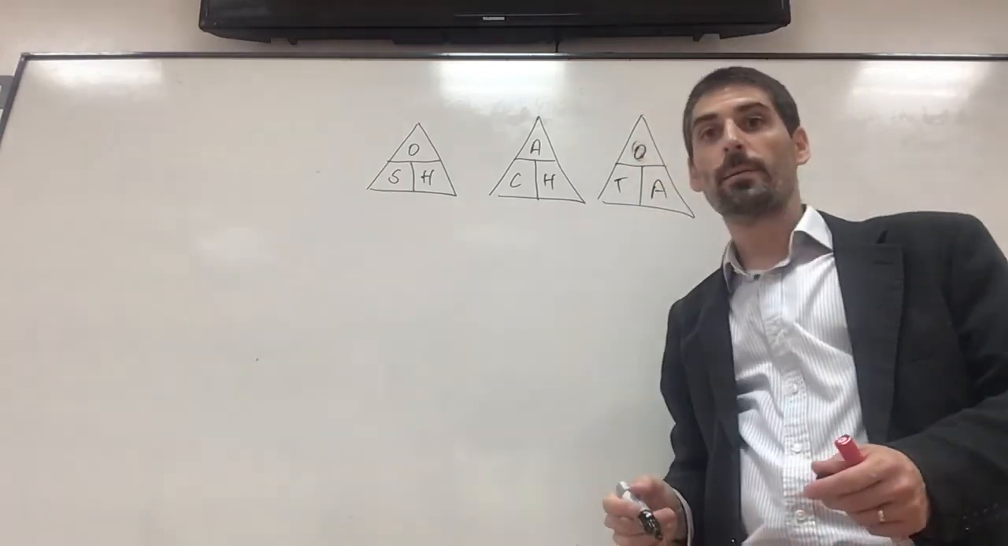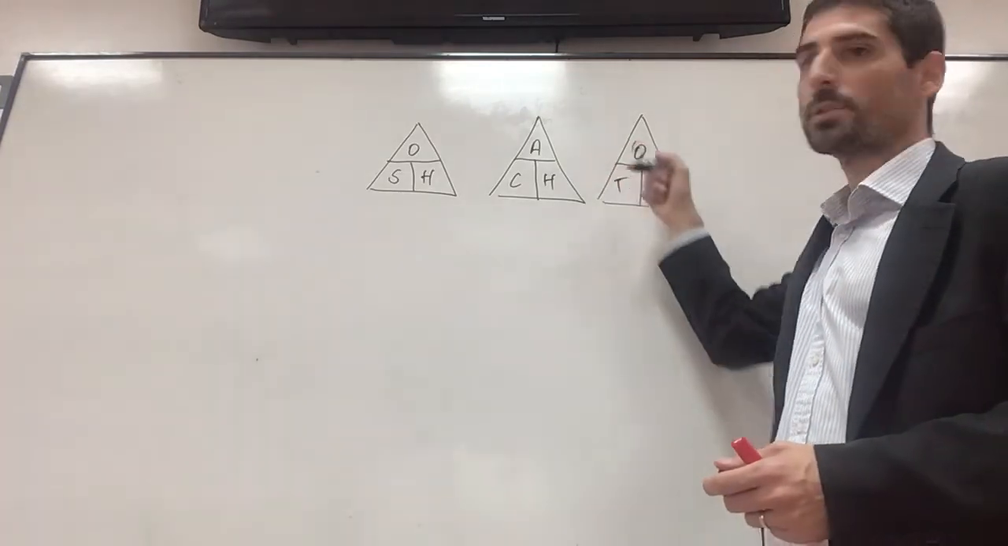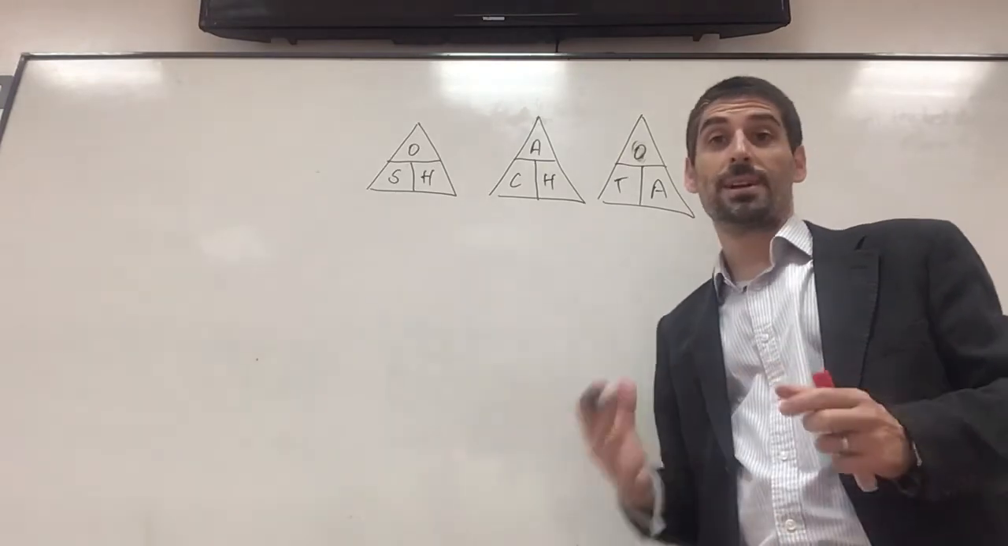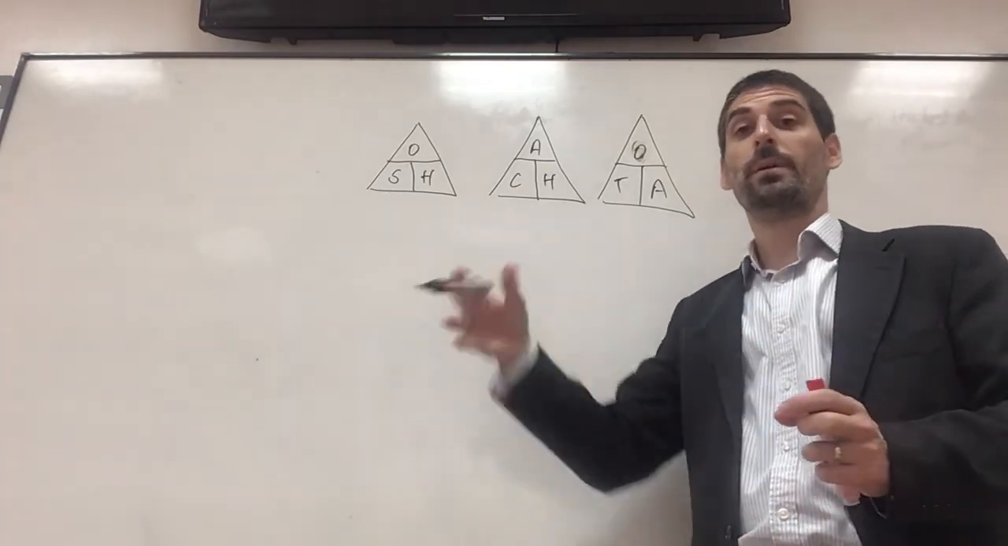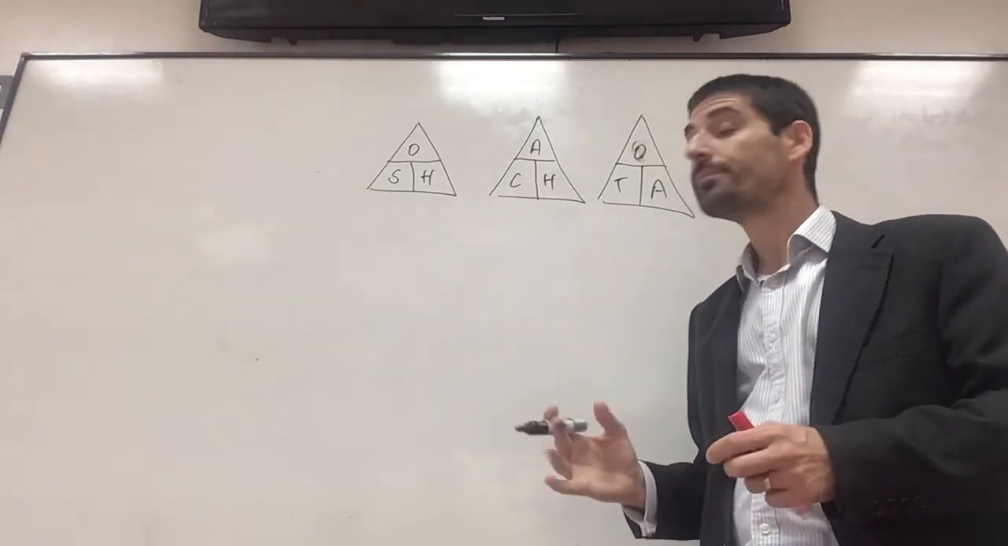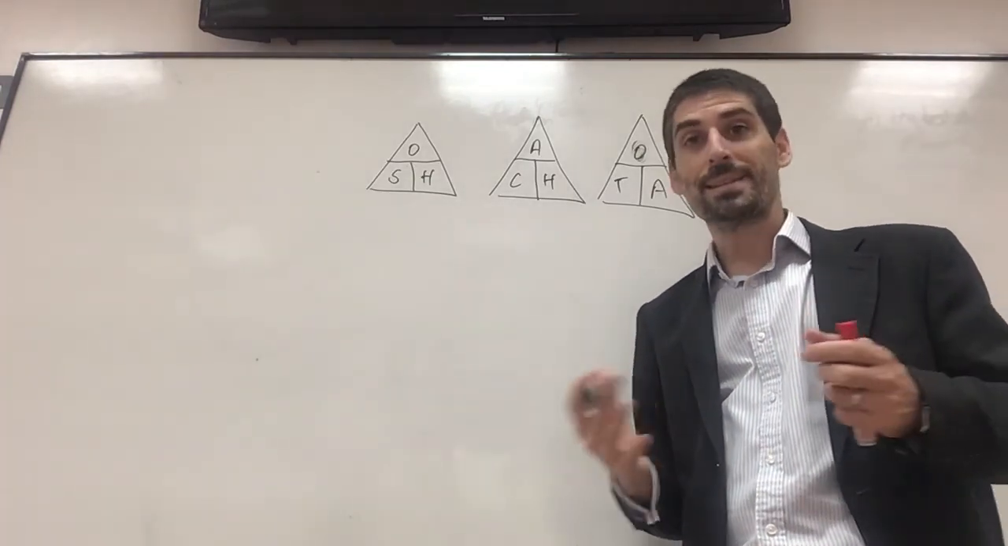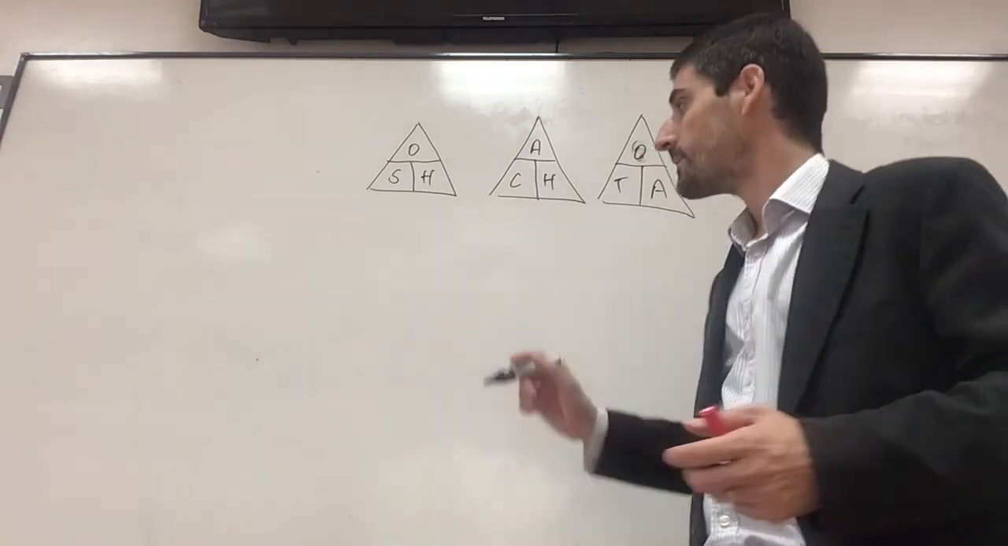And TOA, because tangent is opposite divided by adjacent. You should write this in your book, nice and colourful. Make sure you remember SOHCAHTOA is quite easy. And we're going to use them. We're going to start easily by finding missing sides in right angled triangles.